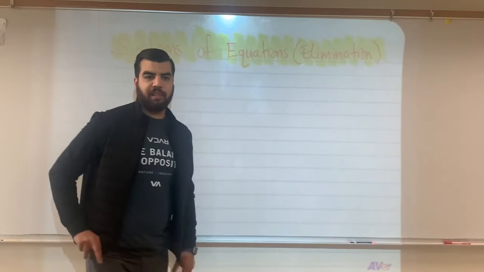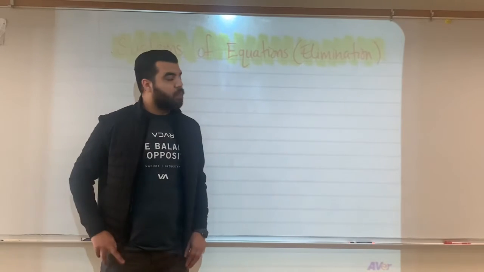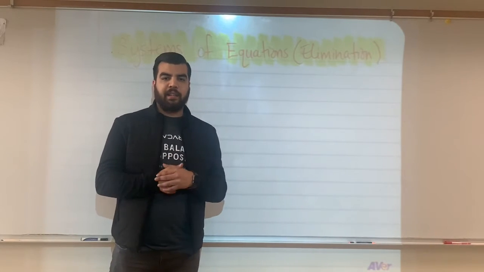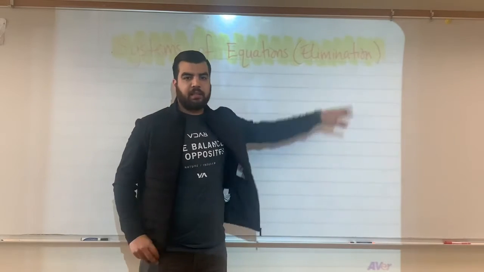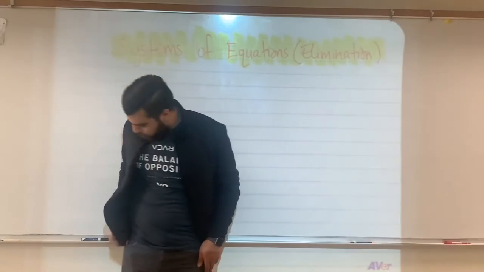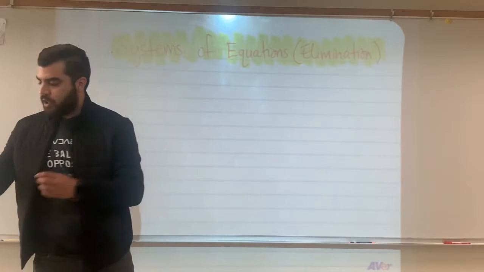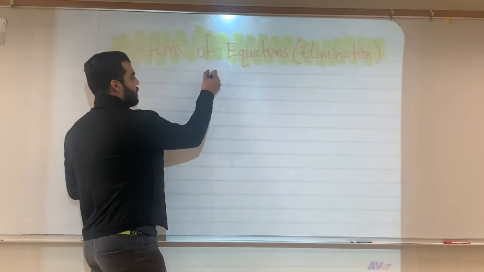Okay, so when solving a system of equations, we want to find the coordinate where both lines intersect. Now today's method is the elimination method. So what the problem looks like is something like this.